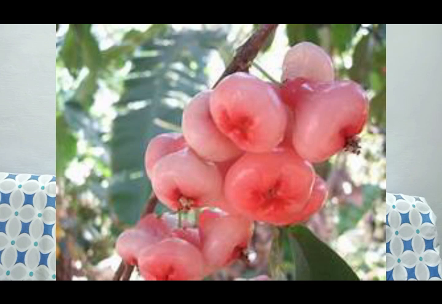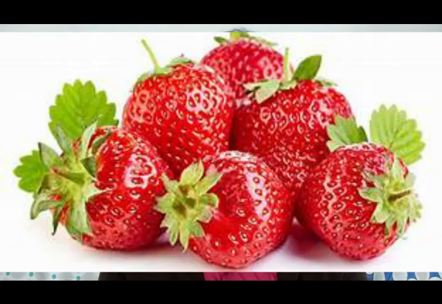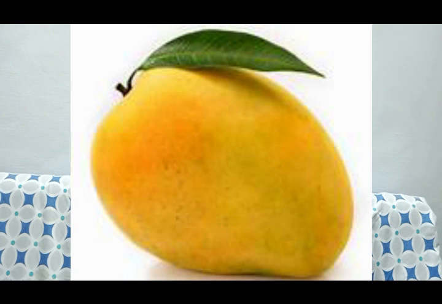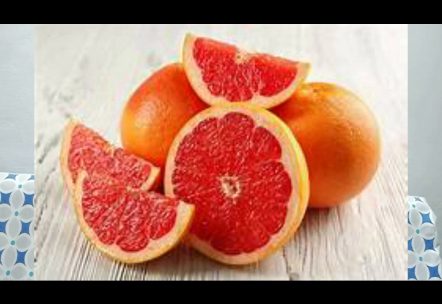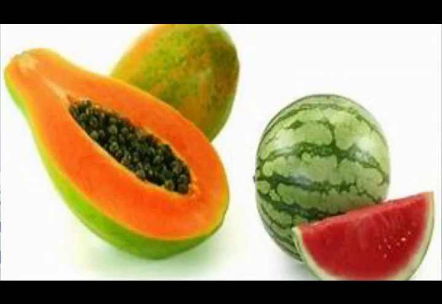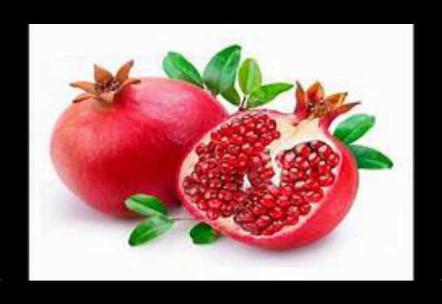Now we have the fruits. Most fruits contain seeds. A fruit may have one or many seeds. Like mango has got only one seed. Apple and oranges have got few seeds. But papaya and tomatoes have got many seeds.